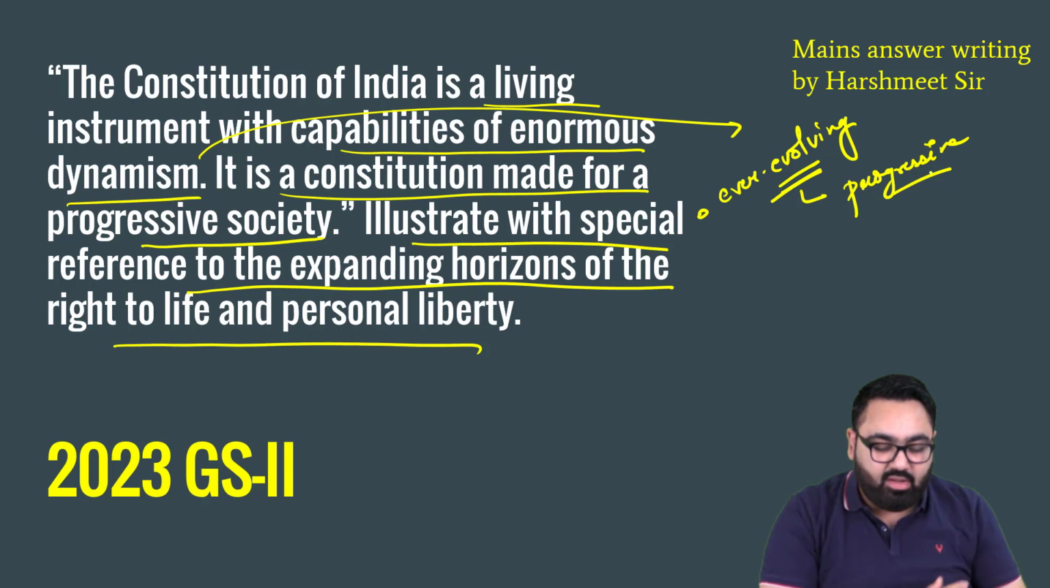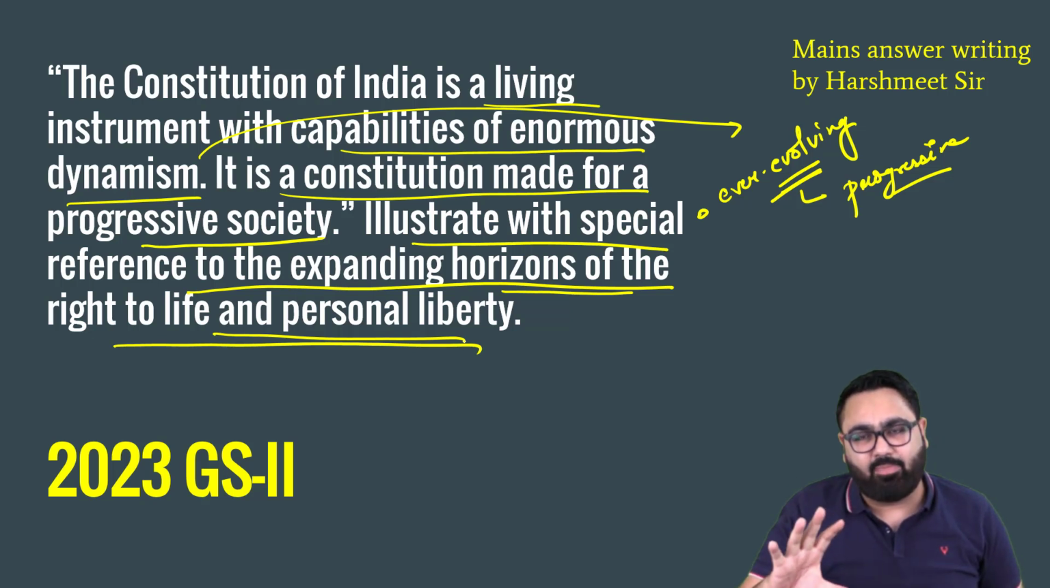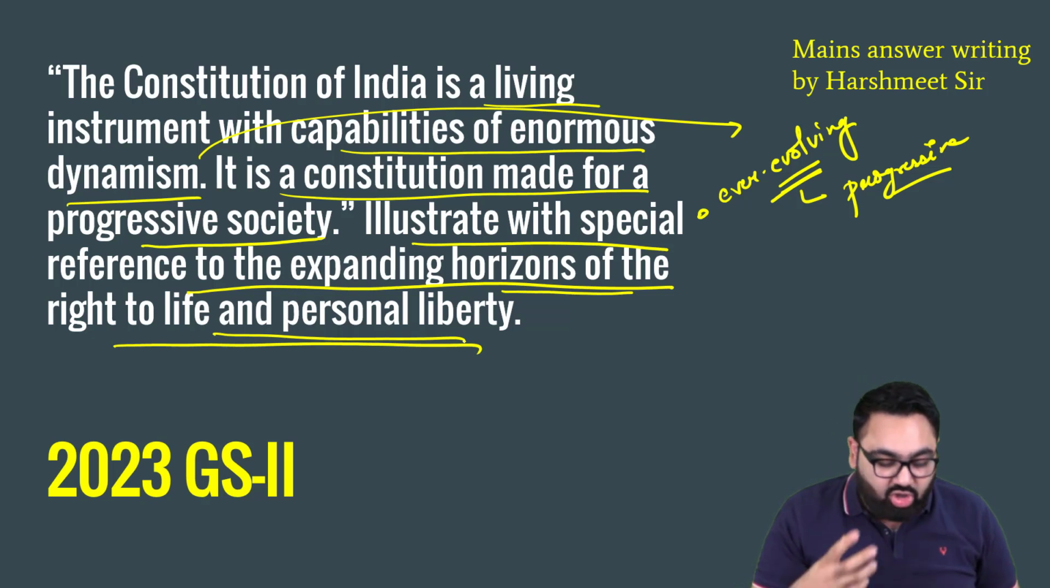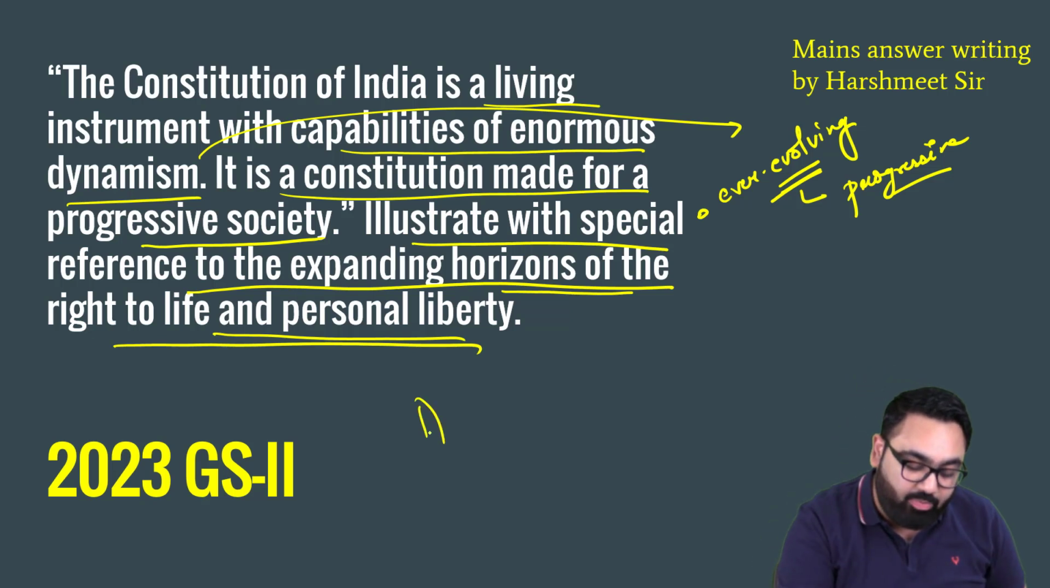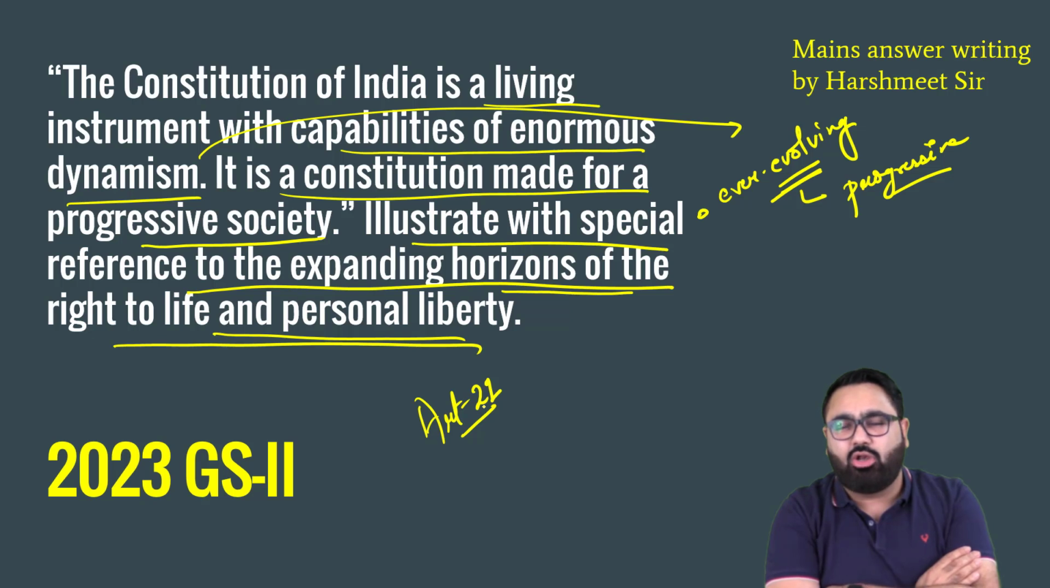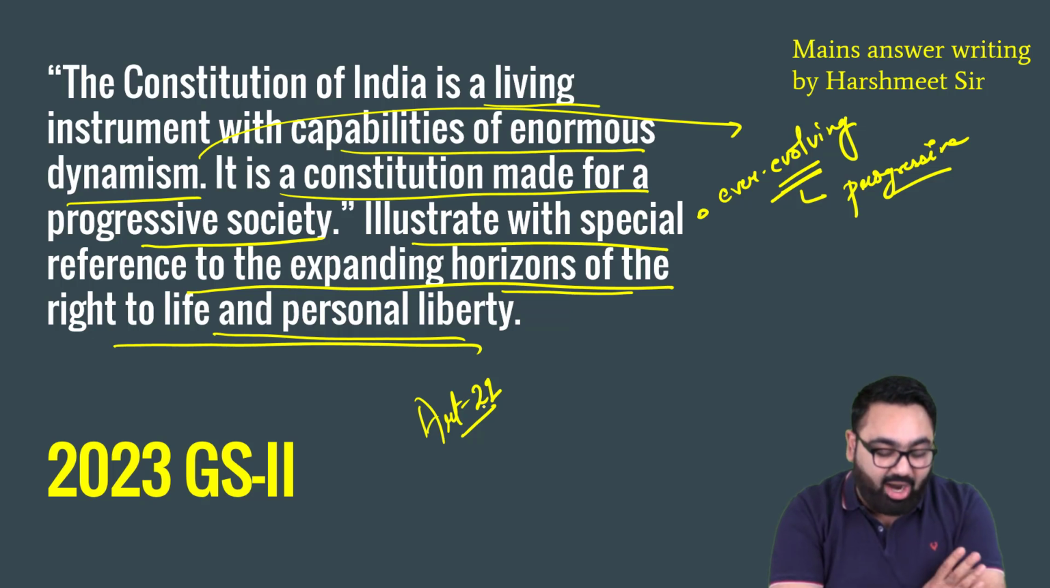Second part, they are asking you to tell about the expanding horizons of right to life and personal liberty. Let's talk about the second part for now. As you know, the Supreme Court over the many years has expanded the scope of Article 21. Article 21, right to life and personal liberty, includes a lot of things now. Ever since the Maneka Gandhi case was decided, there is a long list of rights that have now become a part of Article 21, including right to privacy, right to marry the person of your choice, right against handcuffs, right to sleep. There is a long list that has now been made a part of Article 21.